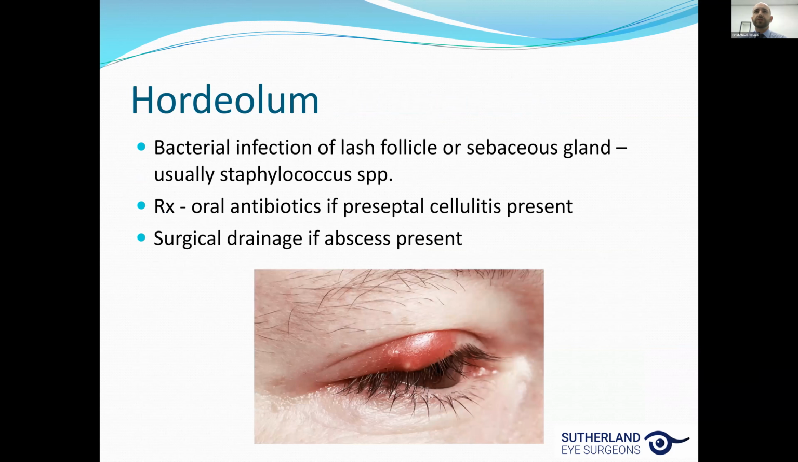Hordeolums, sort of similar, but in this case, it's a bacterial infection of one of the lash follicles or one of the sebaceous glands, typically a Staphylococcus species involved. Treatment in this case is, if there's any suggestion of any overlying cellulitis, then you would treat with oral antibiotics. And if there's a suggestion of any abscess present, then again, a minor procedure in the office just to drain that away.